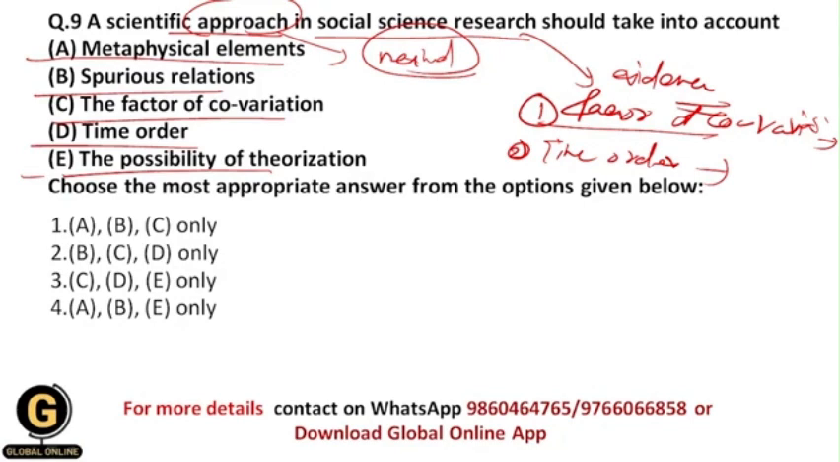And that's why you should take into account the time order. I mean to say, you should take into consideration that the independent variable should come first and then the dependent variable should come after that. Then the third one is the possibility of theorization.